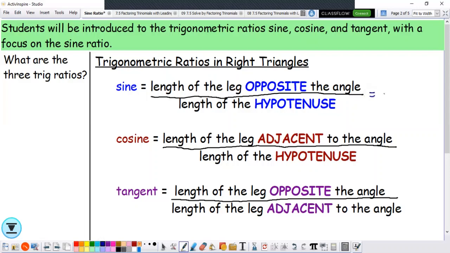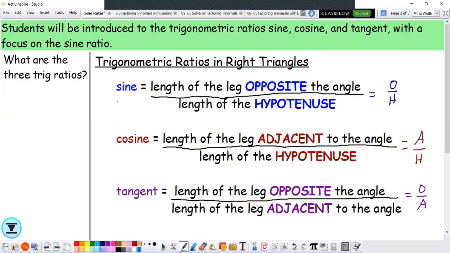You might see sine written as O over H. You might see cosine written as A over H. And you might see tangent written as O over A. The O stands for opposite, the H is the hypotenuse, and the A is adjacent. So ratio is another word for writing a fraction. Opposite over hypotenuse is your sine ratio. Adjacent over hypotenuse is your cosine ratio. Opposite over adjacent is your tangent ratio.